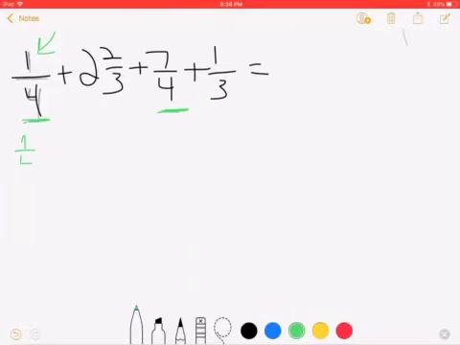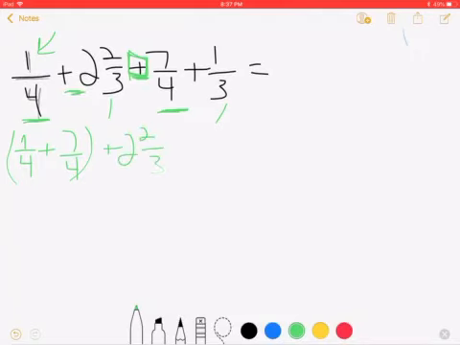So now I have 1/4 plus, and I want to take the math sign, the computation sign, the sign right before the fraction. So 1/4 plus 7/4. Okay, I want to do that first. So here I'll put a bracket around that, and then I'll bring everything else back down. So here I have plus 2 2/3, and then here I have plus 1/3. Okay, so here let me go ahead and analyze.